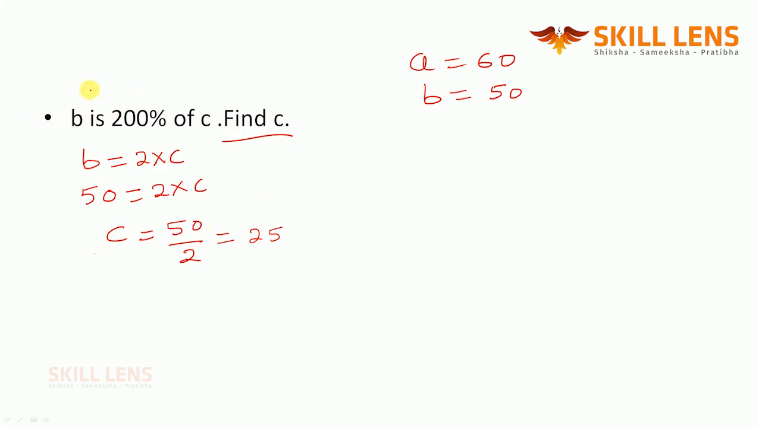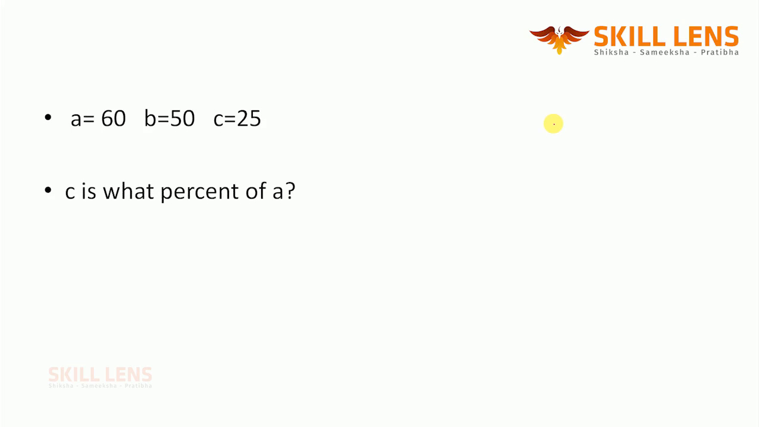Don't confuse. It's very simple. B equals, where "of" means multiplication. Please know that. That will help you to give your answers easily. So now I got A value as 60, B value as 50, C value as 25. So you have further questions as well. If they give questions like this: C is what percent of A? C by A into 100. What is the C value? C value is 25, divided by what is the A value?